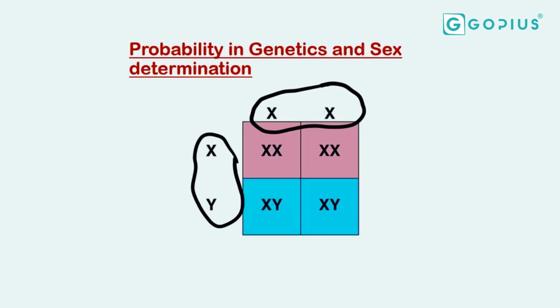Now, this is how it happens. This is how the cross goes. X with X will give you offspring XX, which is a female. X with this X will give you XX, which is another female. Y crossed with X will give you XY, which is a boy. Y crossed with X will give you XY, which is also a boy.